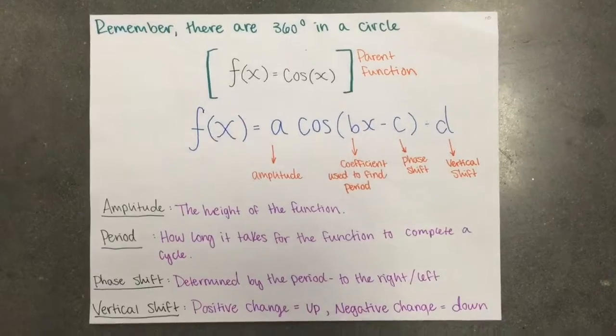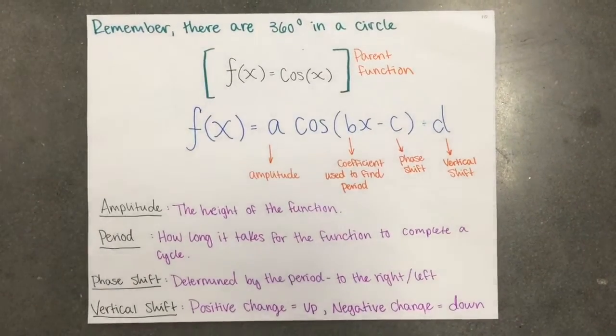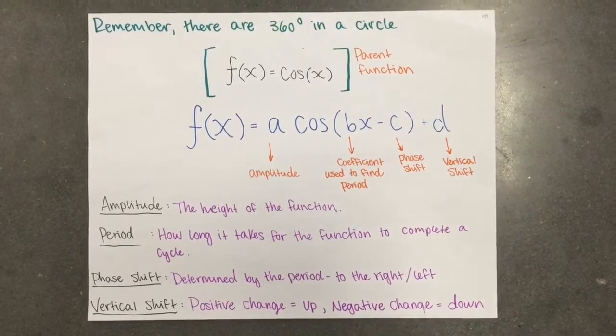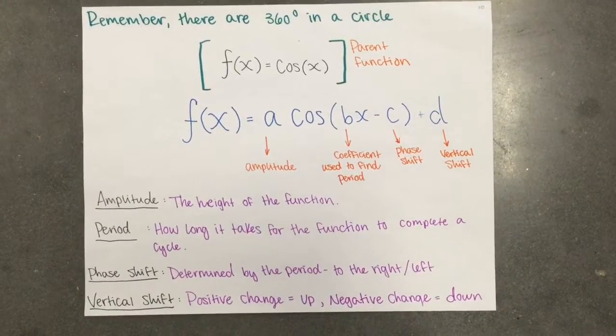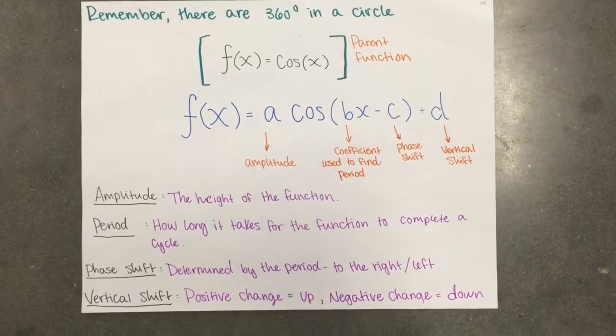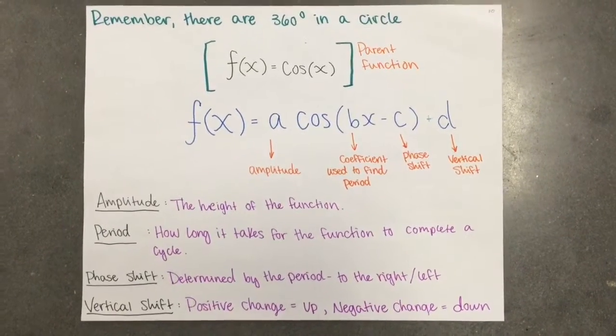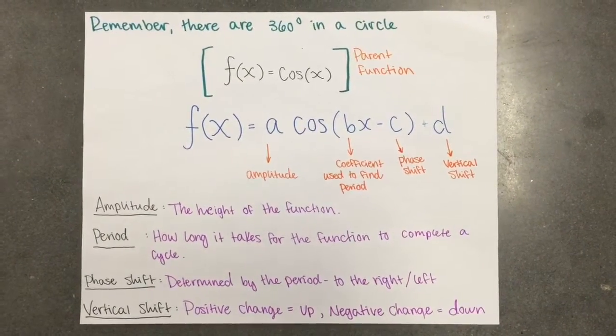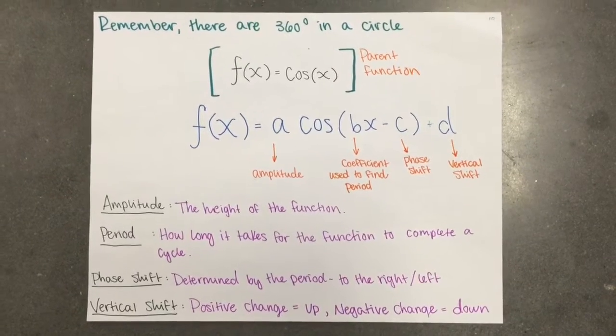Here's a recap of what you have learned. Remember that there are 360 degrees in a circle. The parent function is f(x) equals cosine of x. Our example function was f(x) equals a cosine (bx minus c) plus d. The a is always the amplitude value. The b is the coefficient used to find period. The c is the phase shift, and d is the vertical shift.